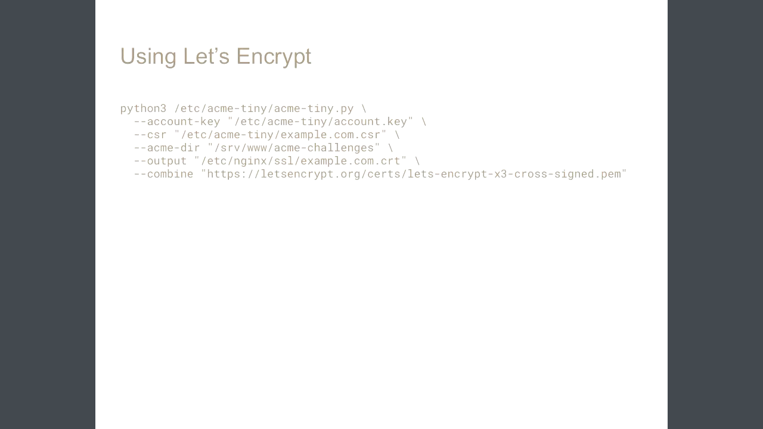It boils down to the same. You need an account key, you need the certificate signing request, you need a directory where you write the challenges, where you write the certificate, and the way SSL works, or how you're supposed to implement it, is that when you think back to the diagram with the root certificates and the intermediate ones, you include the intermediate certificates in the certificate file you're serving through your browser. And essentially, this combines and adds the intermediate certificate for Let's Encrypt. All right, now we've got an SSL certificate.